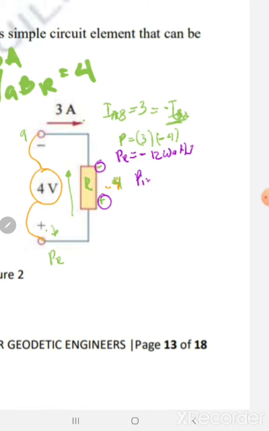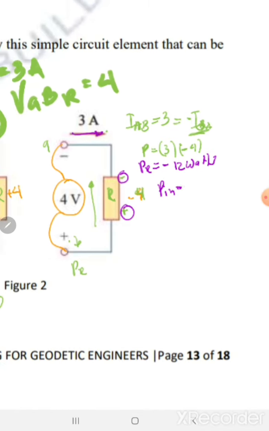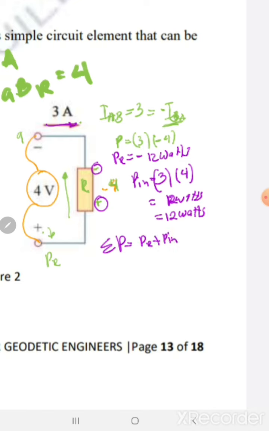Your Pin, therefore, is equal to, assuming this is still our current, we did not oppose it, positive 3 ampere multiplied by our positive 4 volts, which is equal to 12 watts. So, getting the summation of our P, we have PR plus Pin, which is equal to negative 12 watts plus 12 watts, which is equal to 0.